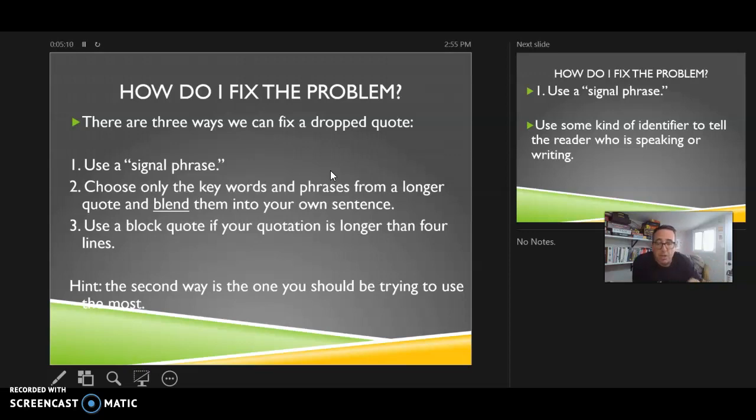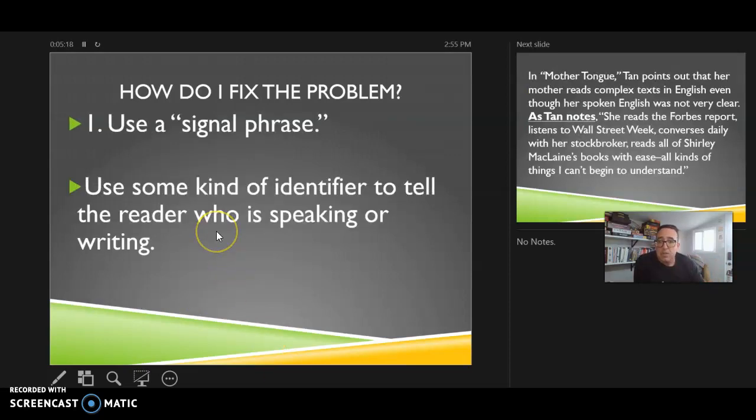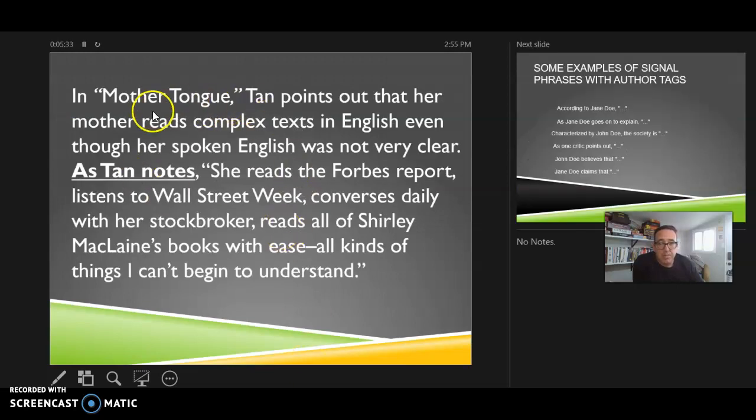And the third way, a block quote, is only in specific situations when you are going to use a large chunk of text and you're actually going to analyze that whole chunk. Okay, so first method, using a signal phrase. This is just using some kind of identifier to tell the reader who is speaking or writing. You're just adding a little phrase or word or short sentence that adds context to connect the argument with the quote. So, same argument, a mother tongue.